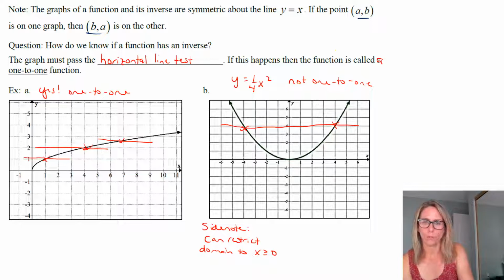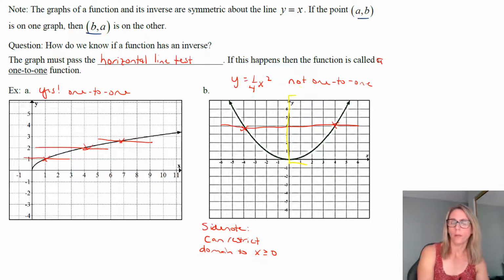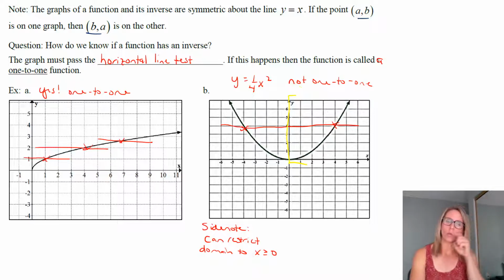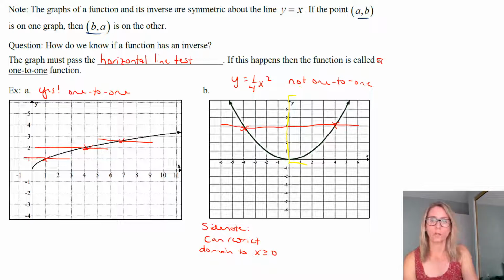If we just take this part of the graph, you can see that that part by itself would be 1-to-1 because of the symmetry. So if we just take half, we could find an inverse for that part. So it's not that it doesn't have one, but you would have to restrict the domain so that it is 1-to-1 on that domain.